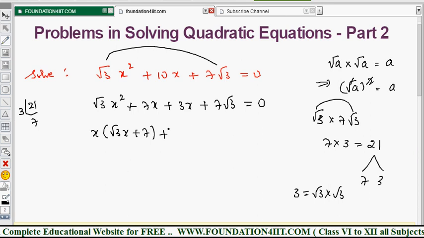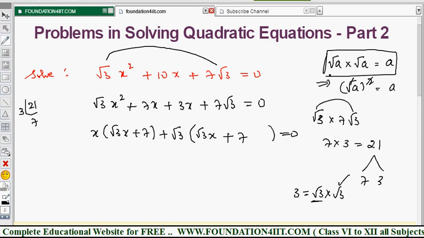Just imagine. So if I take 1 root 3 common, see what will come. 3 is actually root 3 into root 3. So if you take 1 root 3 common, another root 3 is there, right? So we can write root 3 into x. You can check also, root 3 into root 3 is 3, and x plus 7, because root 3 is common, that is equal to 0. That's the property you must know.